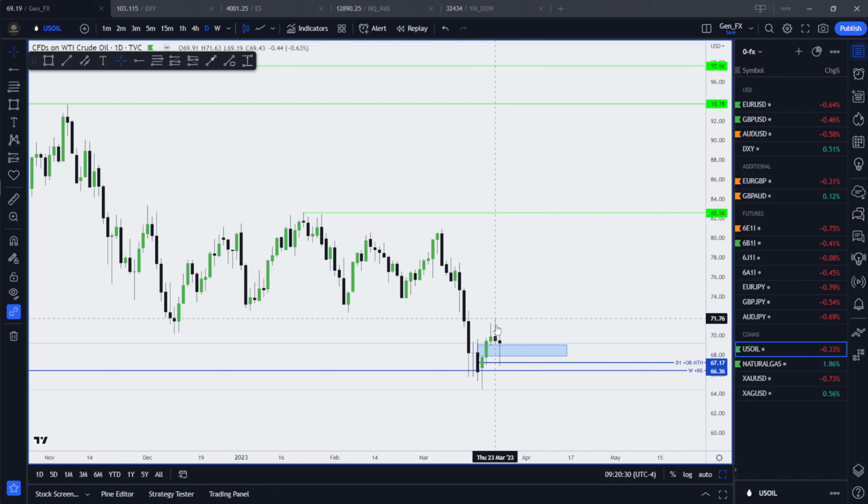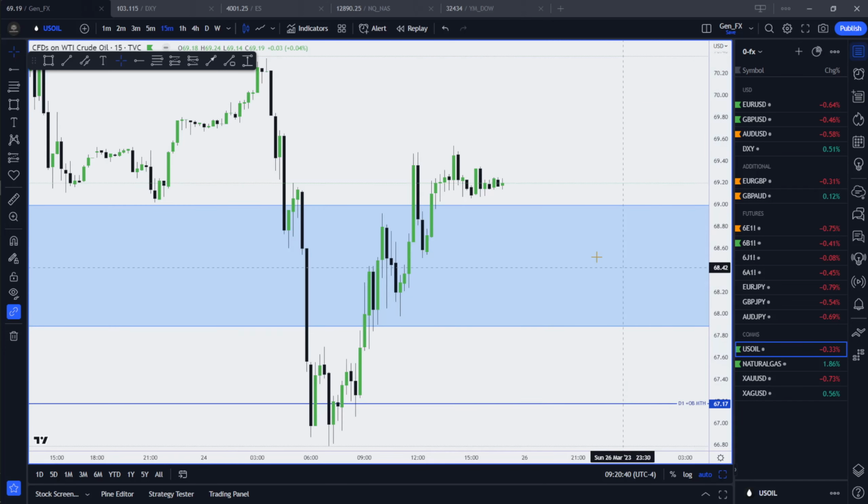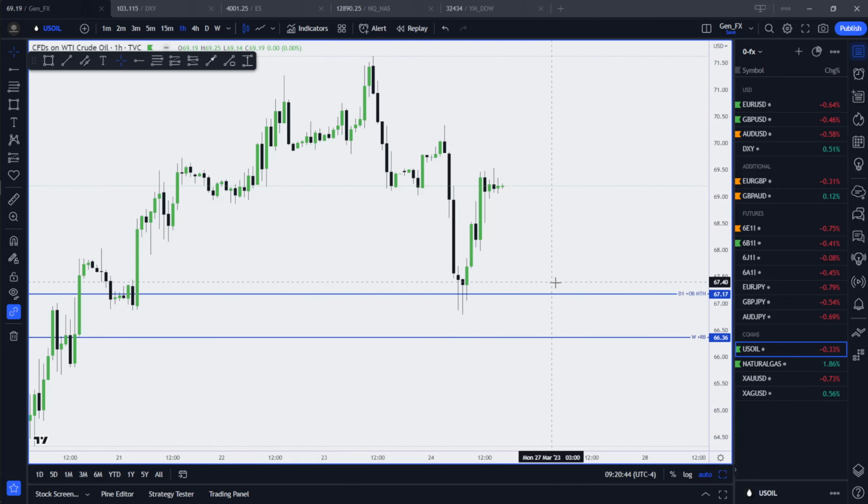And look at what we did on Friday. We left this small gap. We came to the midpoint of this down close candle, pushed up. So if you look at the lower time frame, 15 minutes. Let's look at the 1 hour. Though I would like that it has one more leg down.